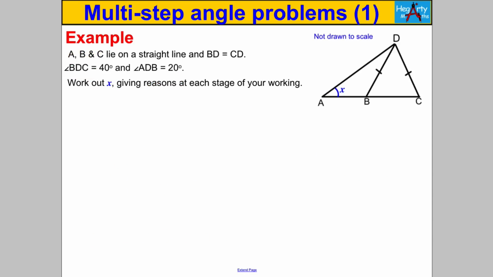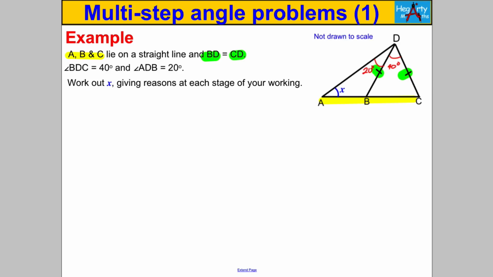Next question, pause the video and have a go. So here we're told ABC lie on a straight line, that's a straight line. We're also told that BD equals CD, so this length here, B to D, is the same as this length here, C to D. And we're also told that angle BDC, this angle here, is 40 degrees. And ADB, A to D to B, this angle here is 20 degrees.